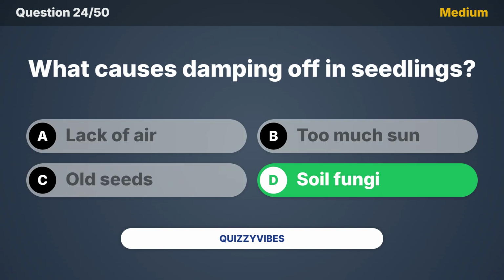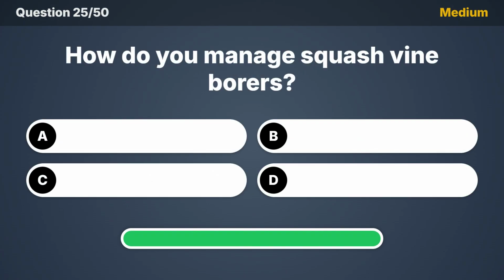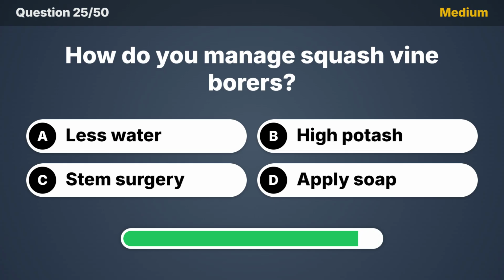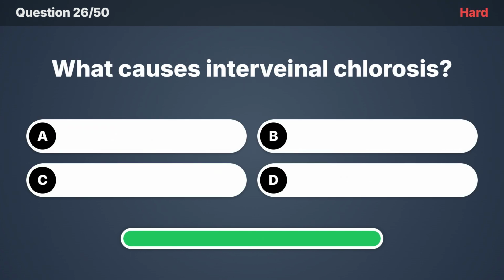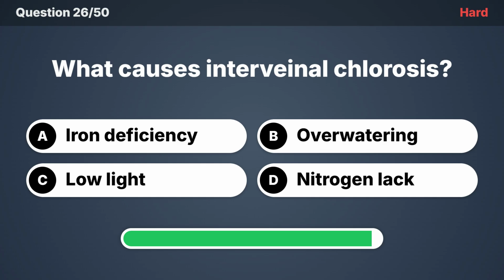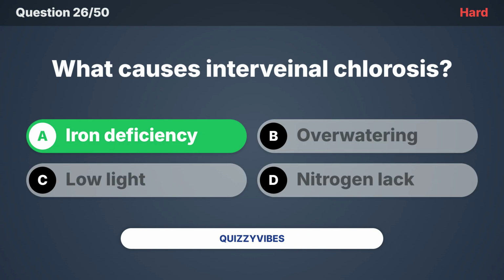Here is the answer, soil fungi. How do you manage squash vine borers? Here is the answer. Stem surgery. What causes intervenal chlorosis? Here is the answer. Iron deficiency.